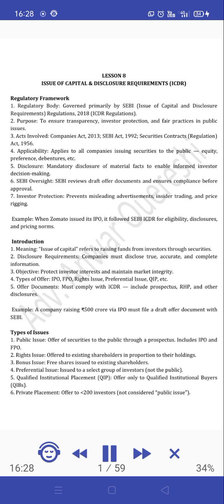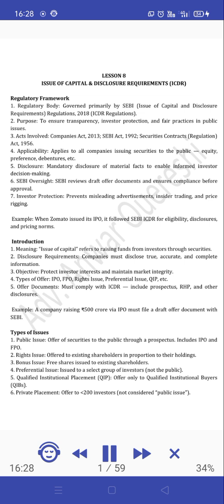Types of issues. 1. Public issue. Offer of securities to the public through a prospectus. Includes IPO and FPO. 2. Rights issue. Offered to existing shareholders in proportion to their holdings. 3. Bonus issue. Free shares issued to existing shareholders. 4. Preferential issue. Issued to a select group of investors, not the public.